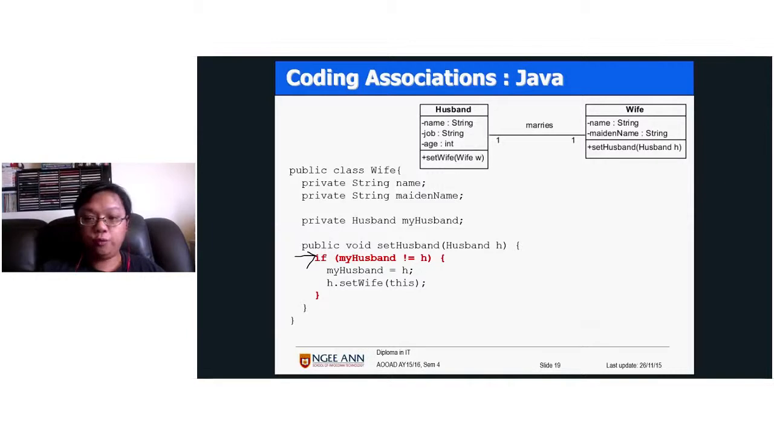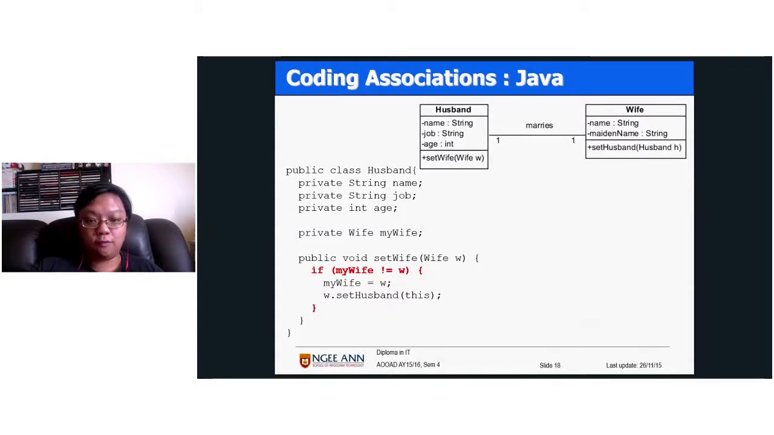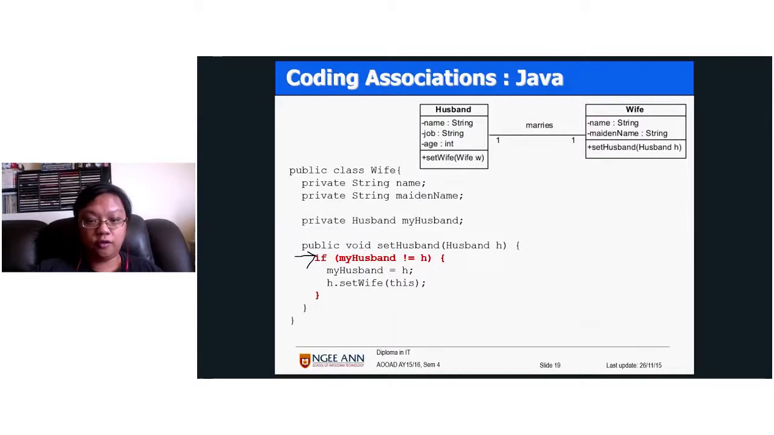If we want to trace it, the first time I call setHusband for the wife, assuming that the husband is a different value, then you're going to set the new husband. Then you do H.setWife, and then if myWife is not equal to W, I skip over. After that, it's done. Because once you do W.setHusband, it will show that my husband has already been set to this value, so I don't have to do anything else, and the infinite loop ends. Very simple. No questions?